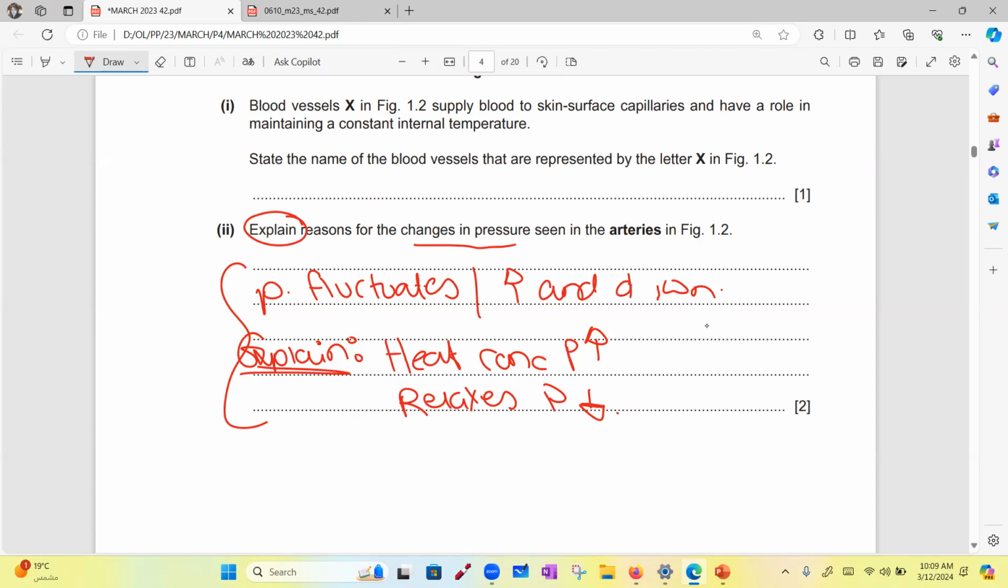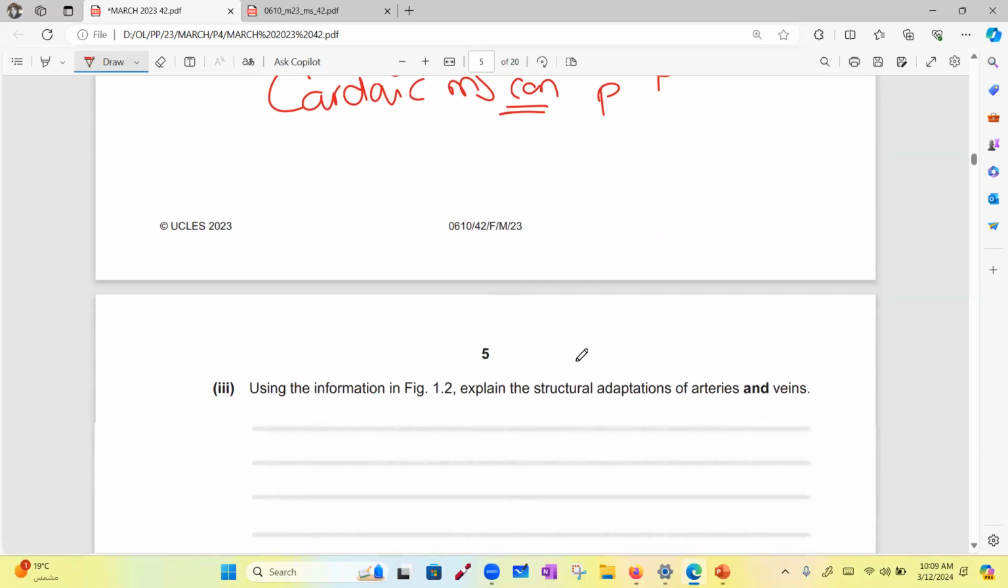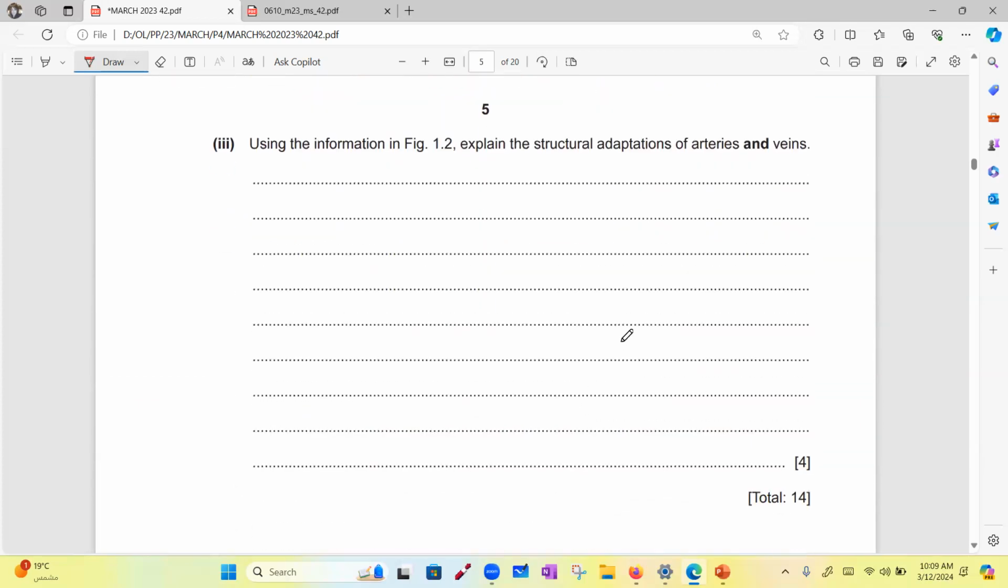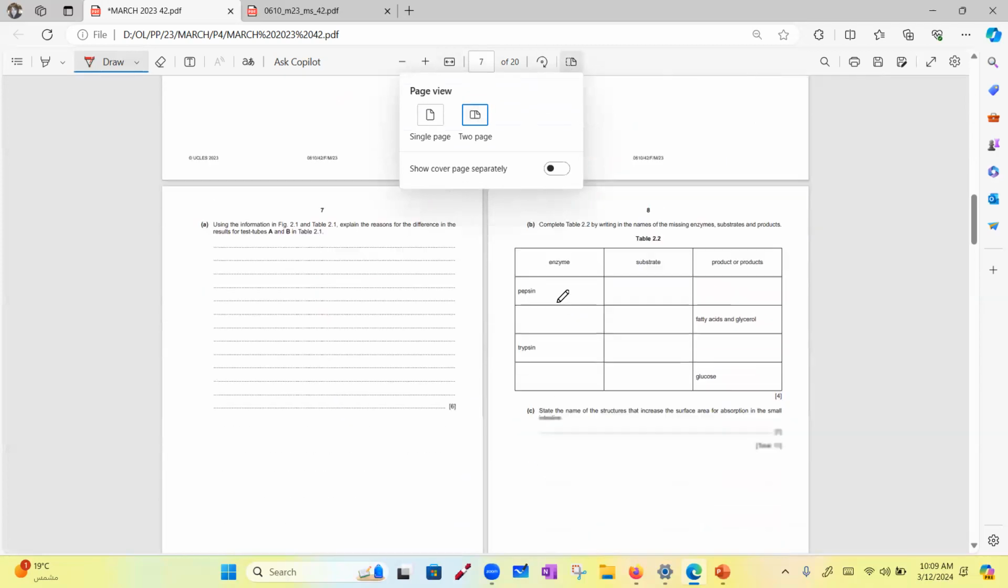And remind me, what is the name of the muscle in the heart? Cardiac muscle. So cardiac muscle will be a very good term. Cardiac muscle will contract in a heartbeat, the pressure will increase. Cardiac muscle will relax, the pressure will decrease. That is why the pressure is going up and down, or it is fluctuating. Okay? Now, this was a question. The next question, explain the structural adaptations of arteries and veins. This is a very direct question. I want to solve the indirect questions first.